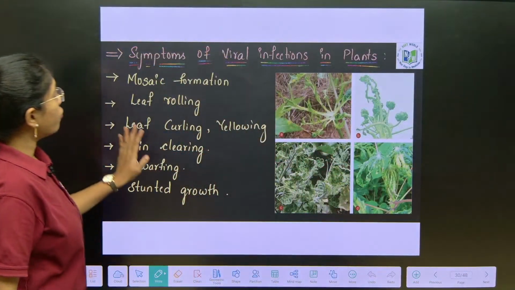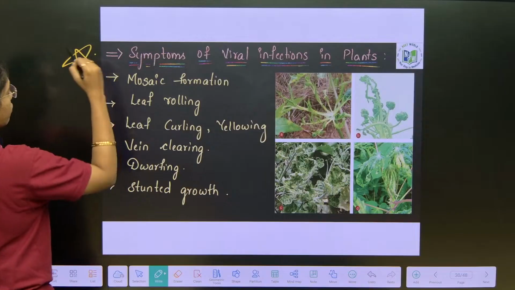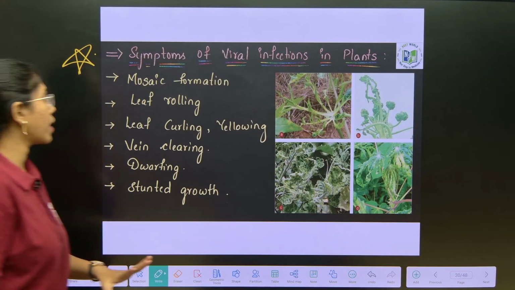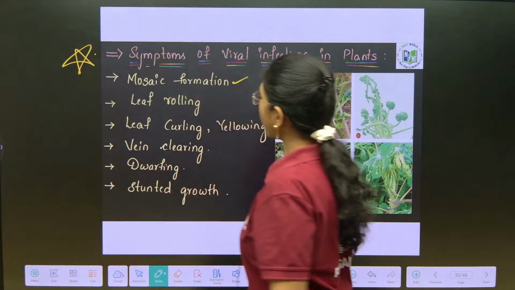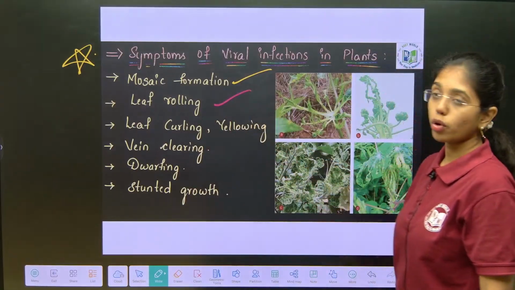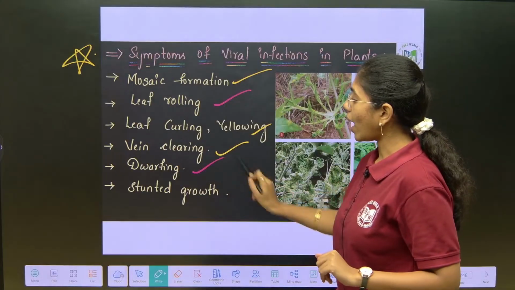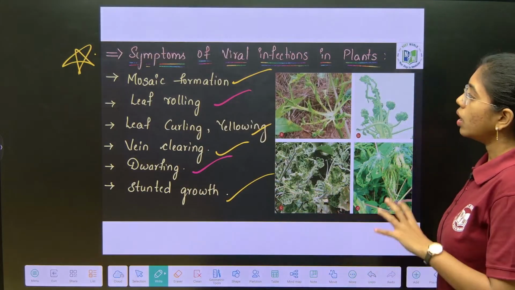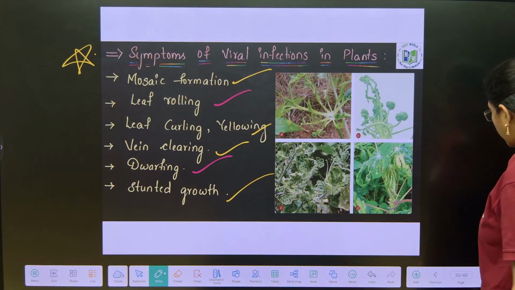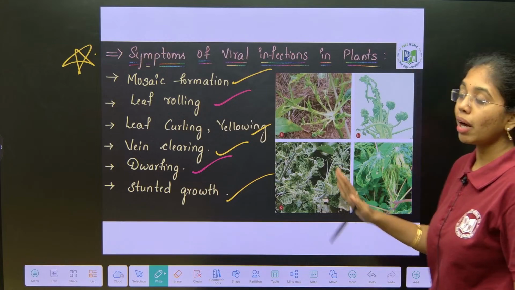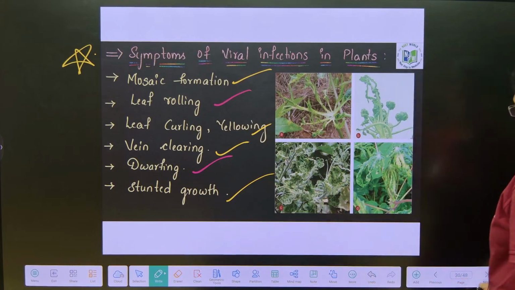And then symptoms of viral infections, very important. Symptoms of viral infections include mosaic formation, leaf rolling, leaf curling or yellowing, vein clearing, dwarfing and stunted growth. These are the symptoms of viral infections. Most important, please take a note of it or a screenshot of it.